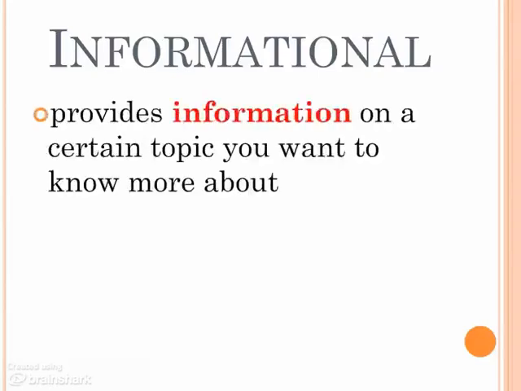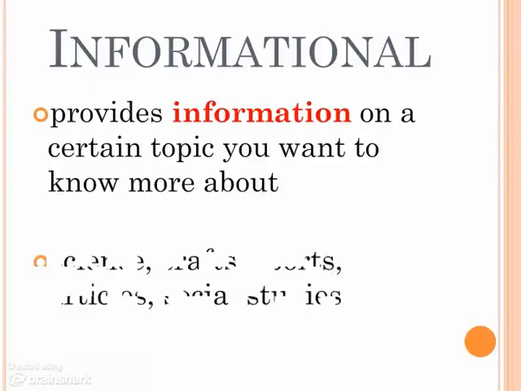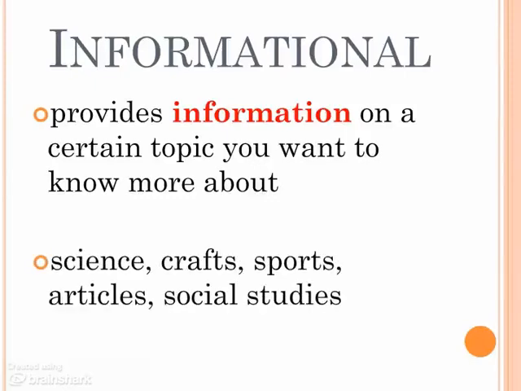Informational texts are another form of nonfiction. If you see, it has the word information in it. So what do informational texts tell us? They provide information on a certain topic you want to know more about. So you could have a book about science, or a book about how to make crafts, a book about a certain sport like soccer, any articles, or maybe you have a book about social studies. These all have information, so they're informational.